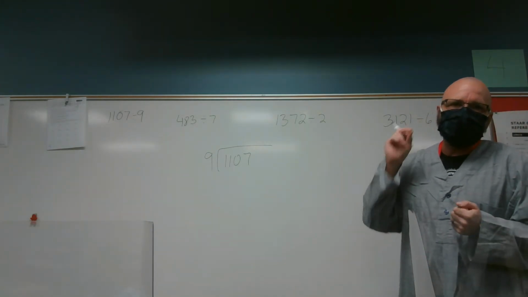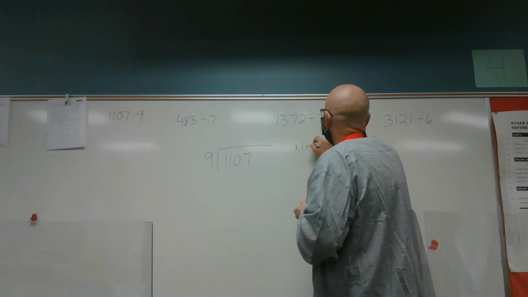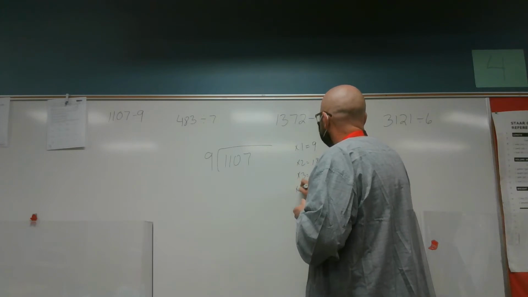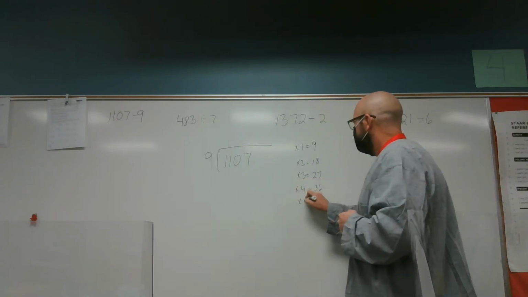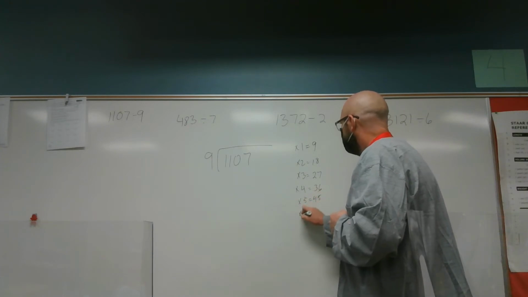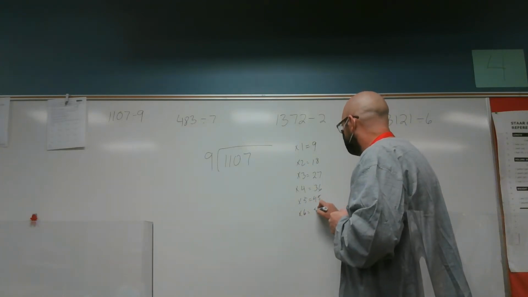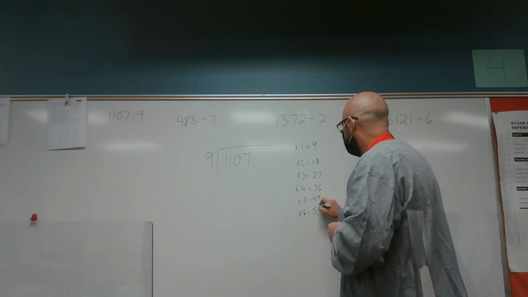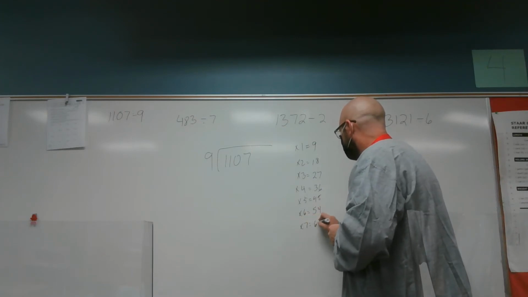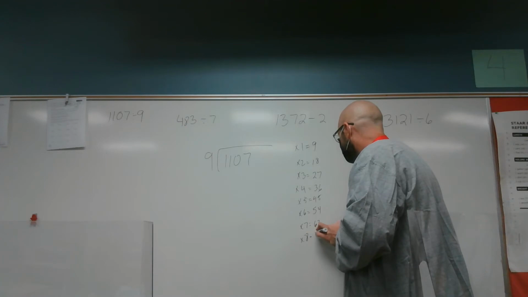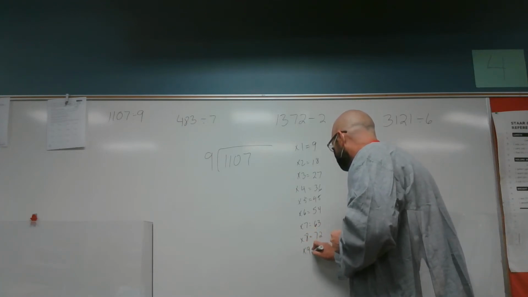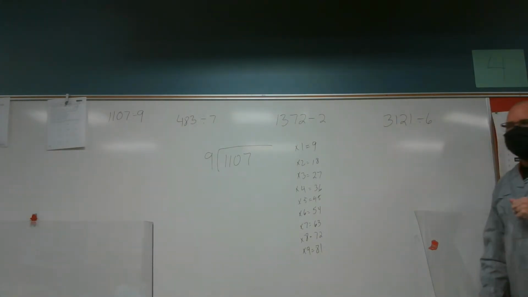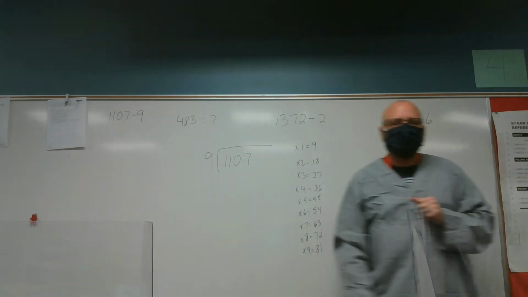I'm going to write my multiples of 9. So times 1 is 9, times 2 is 18, times 3 is 27, times 4 is 36. Times 5 is 45. Times 6 is 50. No, I'm messing up somewhere. Times 6 is 54. Times 7 is 63. Times 8 is 72. And 9 times 9 is 81. So those are the multiples of 9. I always start by listing my multiples of my divisor.